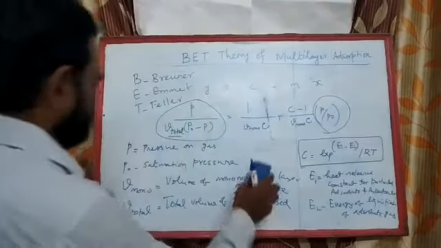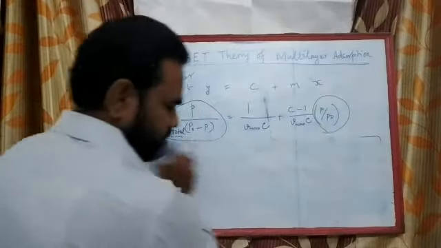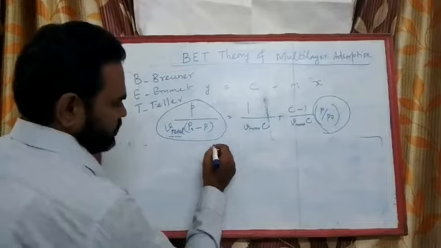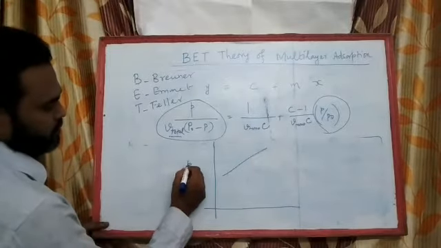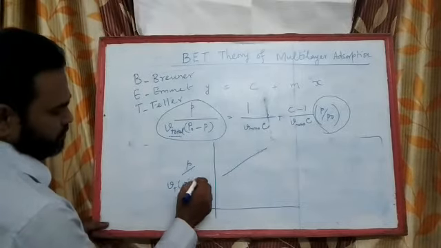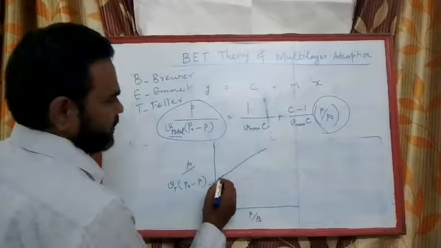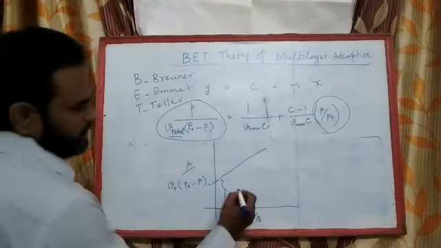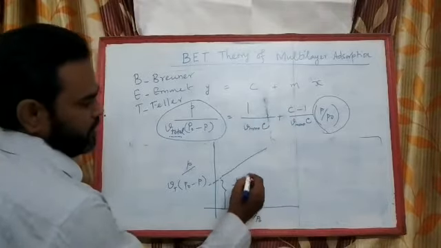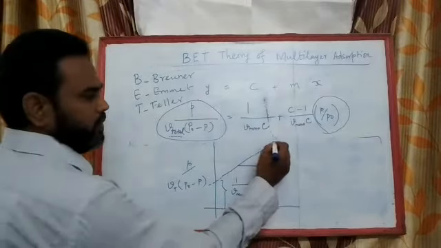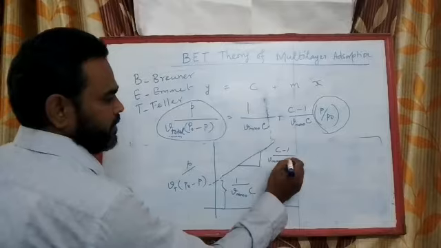Okay, so the intercept of the straight line is 1 by V mono into C. Whereas the slope of the straight line M is nothing but C minus 1 by V mono into C.